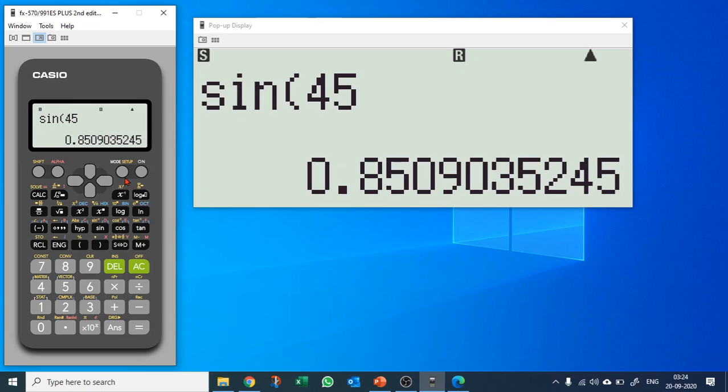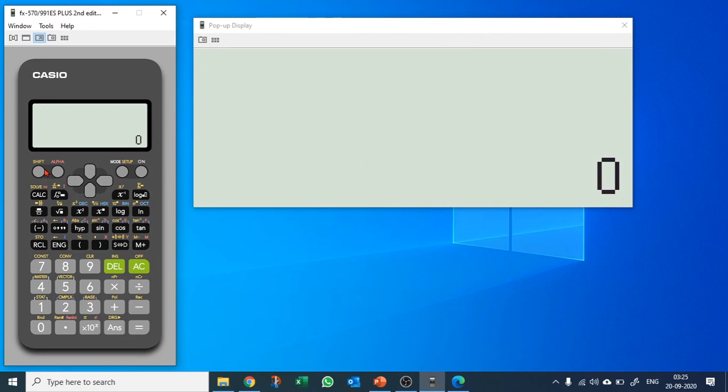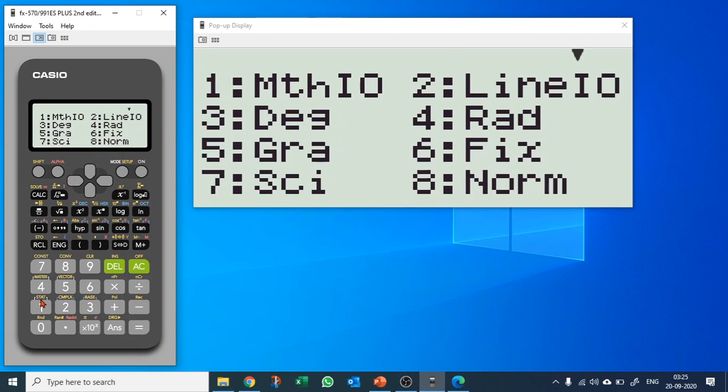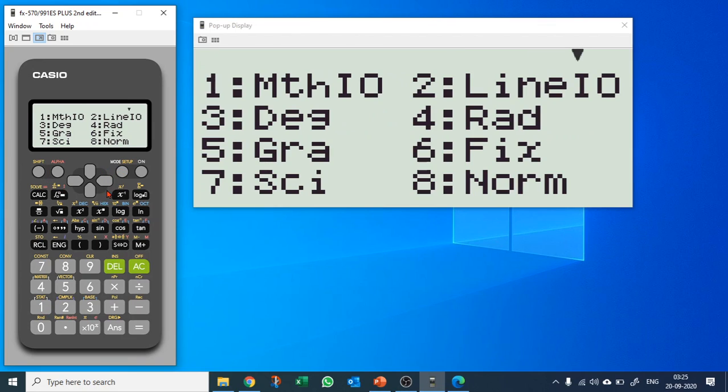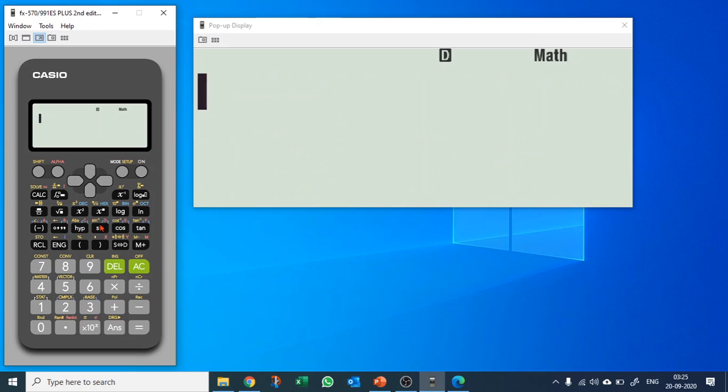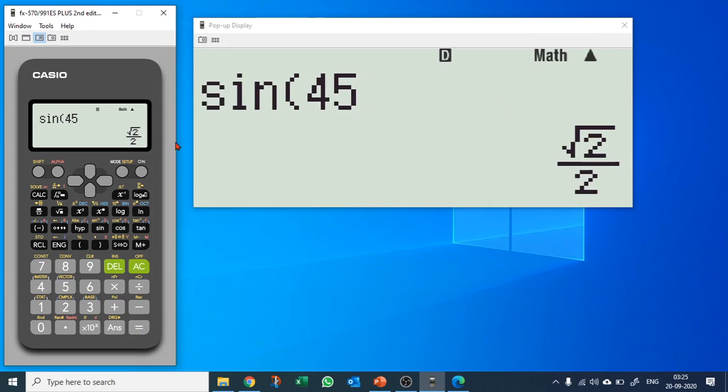So please be careful, and whatever is your current selection, it always shows on your display. You can see R, so this shows that it is in radian mode. So we can switch back to math input, math output, 1. And you can switch back to degree as well, 3. Let's calculate once again sine of 45, and it gives you root 2 over 2. You see, math input, math output. Earlier when we calculated it was giving 0.7, so in decimal, because at that time it was in line input.